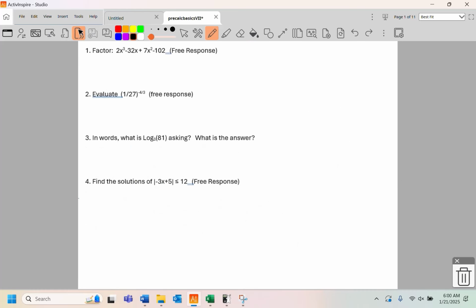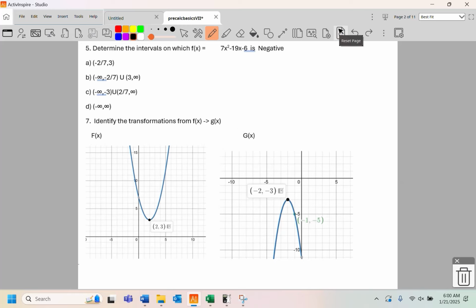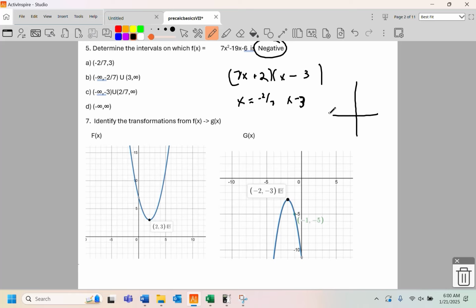All right. Moving backwards to 5, determine the intervals on which this thing is negative. So let's just do a little factoring. Factors of 6 are what? 3 and 2. That'll work. Minus plus, because the outside is -19, the inside is +2. So x is -2/7 and x is 3, and I'm looking for negativity here. This was 7x squared, anyways, our zeros are at -2/7 and 3.